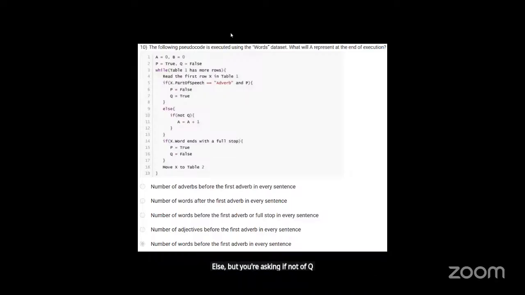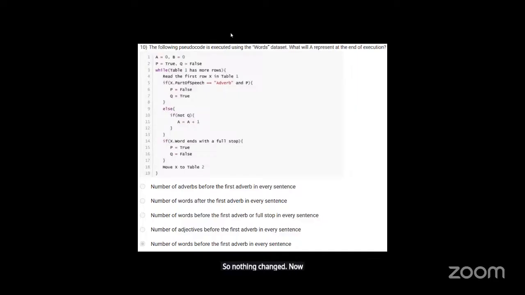In the else part you're asking if not of Q. Not of Q is true when Q is false. So after the first iteration, was Q true or false? Did I change anything? False. Q is still false. Because in the first iteration, the word does not end with a full stop, this condition is also false. So nothing changed.